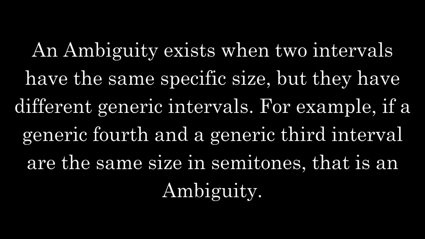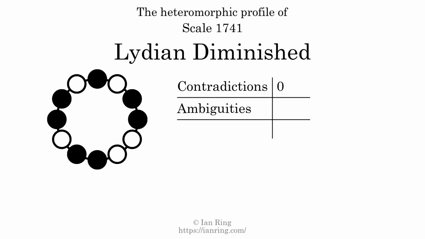An ambiguity exists when 2 intervals have the same specific size, but they have different generic intervals. For example, if a generic fourth and a generic third interval are the same size in semitones, that is an ambiguity. The number of ambiguities in this scale is 18.